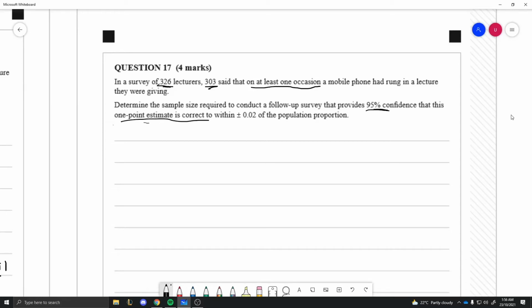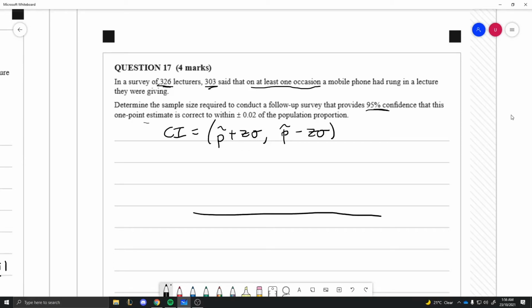So this point estimate is correct within plus or minus 0.02. So that pretty much means that your confidence interval, because you have this plus z theta, minus z theta. So when you have p hat, let's just draw a little number line here to imagine this. We won't put values on the number line, but here's p. So when you go p hat plus z theta, you're going this way by z theta. And when you go minus z theta, you're going this way by z theta.